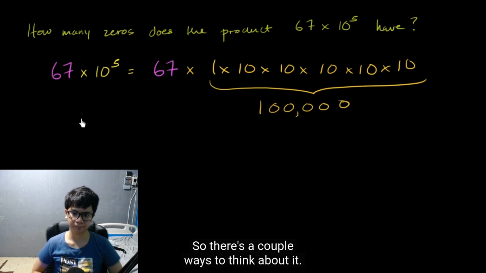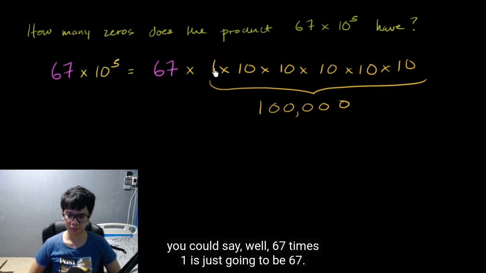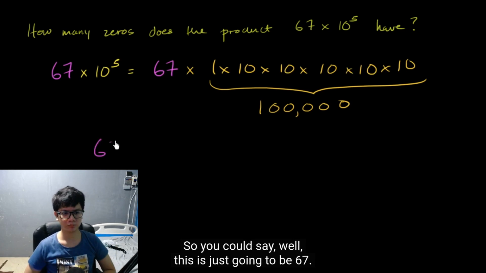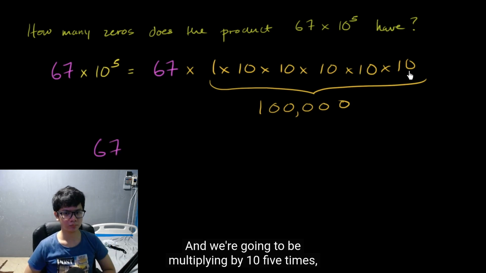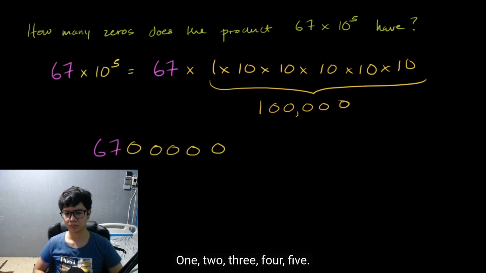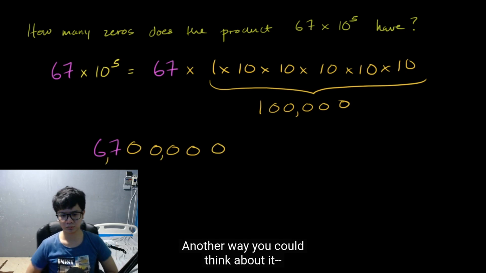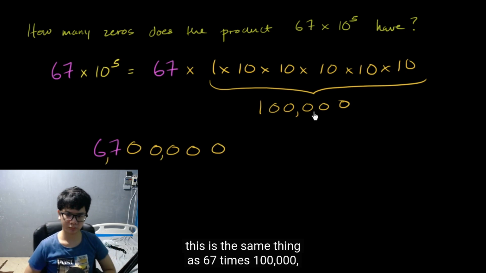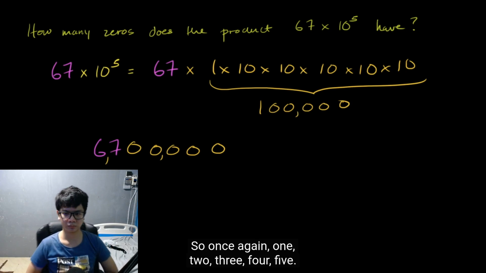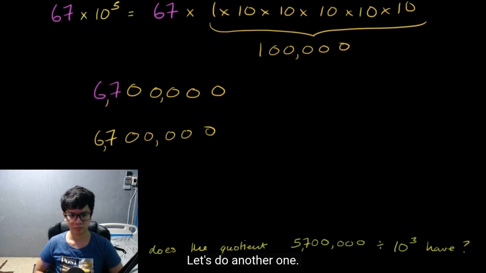So there's a couple of ways to think about it. If you're looking at just this product, you could say, well, 67 times 1 is just going to be 67. And then every time you multiply by 10, you're going to add another 0. So this is just going to be 67, and we're going to be multiplying by 10 5 times. So we're going to add 5 zeros here. 1, 2, 3, 4, 5. And so this would come to 6,700,000. Another way you can think about it is the same thing as 67 times 100,000. So it's going to be 67, and then we have 5 zeros here, so once again, 1, 2, 3, 4, 5, you get the exact same value. Let's do another one.